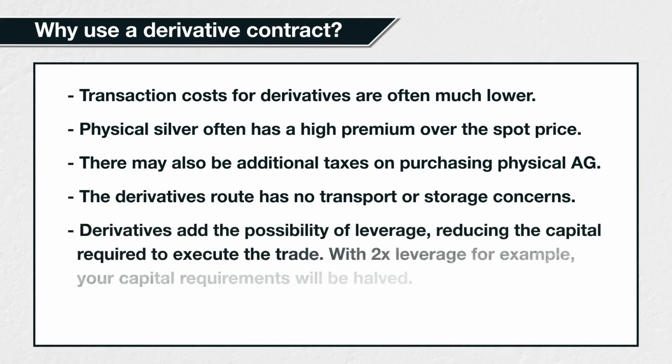Derivatives also add the possibility of using leverage, which can be of huge benefit to traders when used correctly. When purchasing the physical silver, you need to send the full $200,000 to the bullion dealer. When purchasing the futures contracts, though, your broker may allow you to purchase them with leverage. Even a modest amount of 2x leverage would allow you to gain the same price exposure to 10,000 ounces of silver with only $100,000 in your trading account.